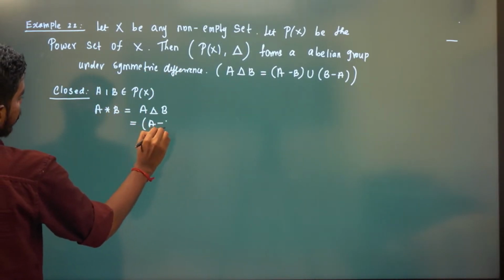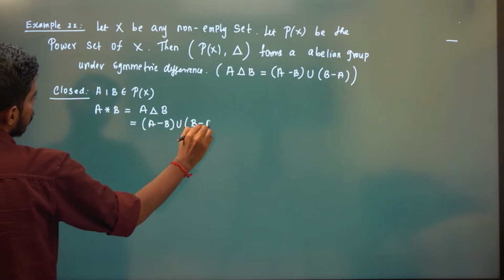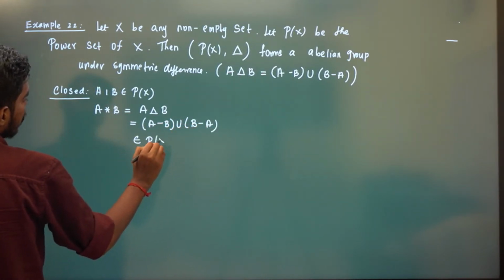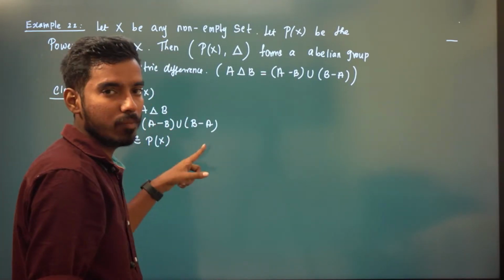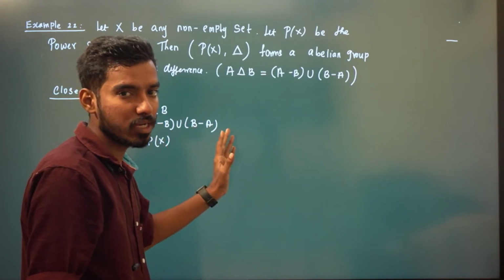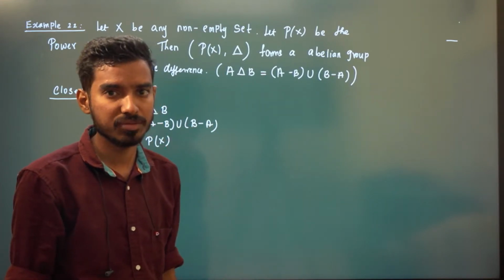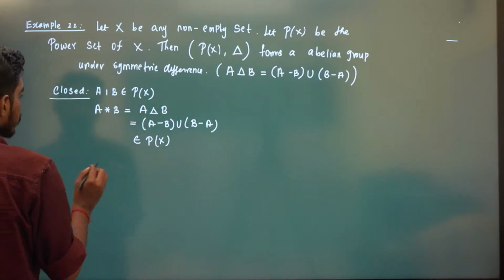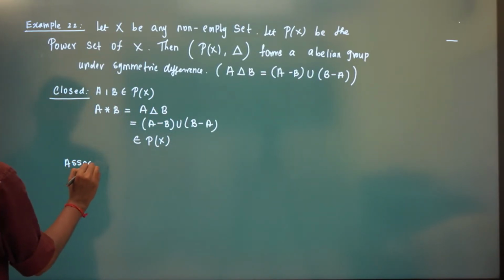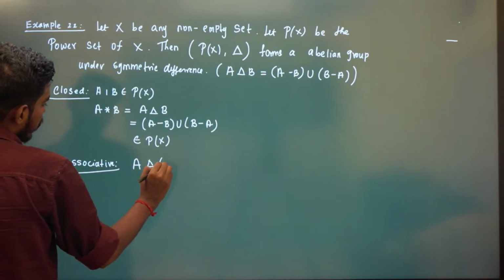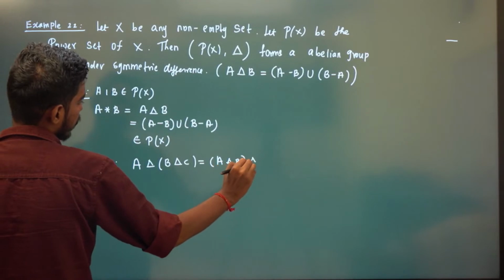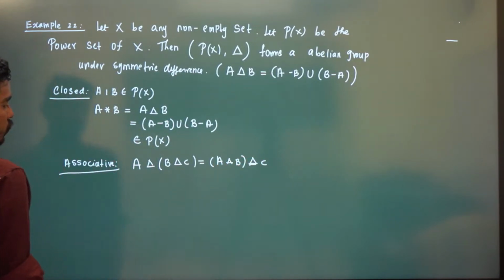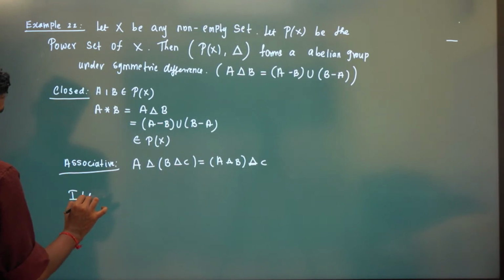So what is A delta B? A minus B union B minus A. So this will also be in the power set of X, because A minus B and B minus A are both in P of X, and the union of the two will be in P of X because it consists of all those subsets only. So it is closed. And it is associative also. So A delta B delta C is the same as A delta B delta C, right? This is also true.